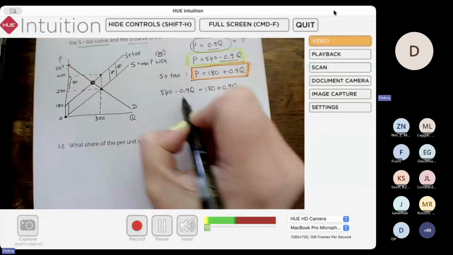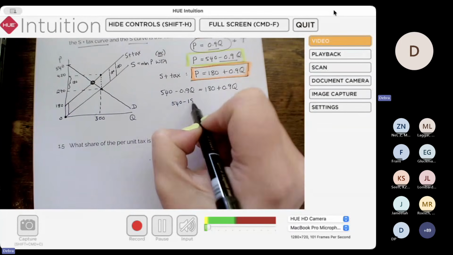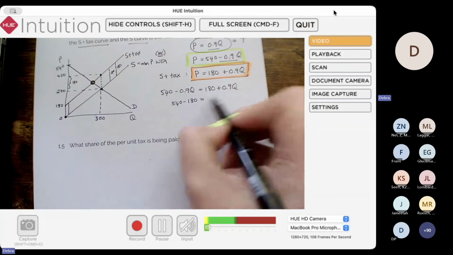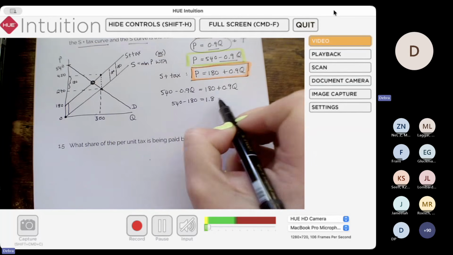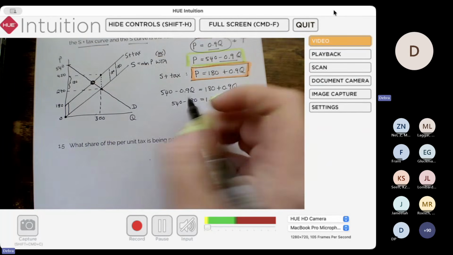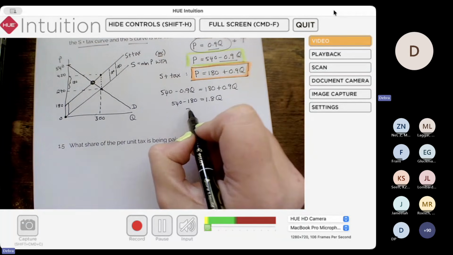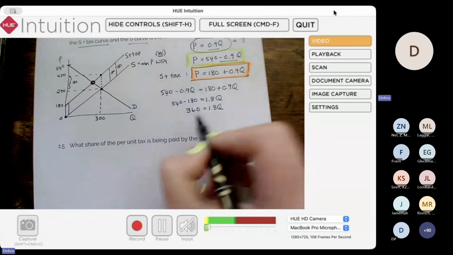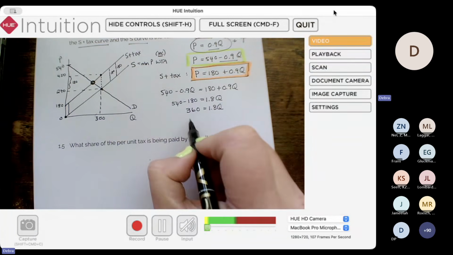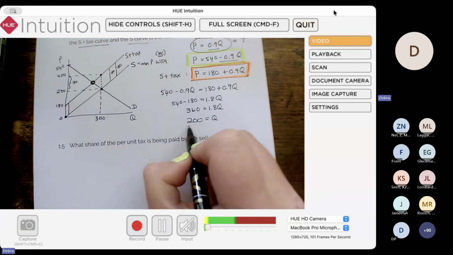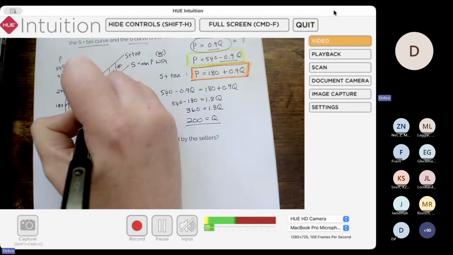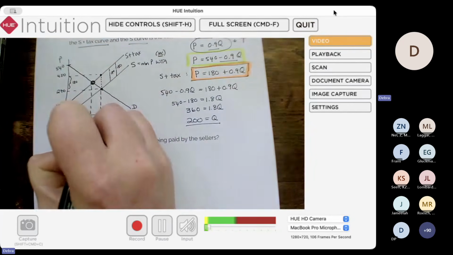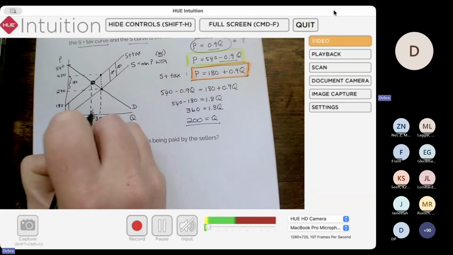I'm going to take the 180 to this side, so 540 minus 180, and I'm going to take the minus 0.9 to this side, which gives me 1.8Q. And so what I end up with is 360 is equal to 1.8Q. And 360 divided by 1.8 is 200. In other words, the market now moves to an equilibrium in which 200 lobsters are being sold.